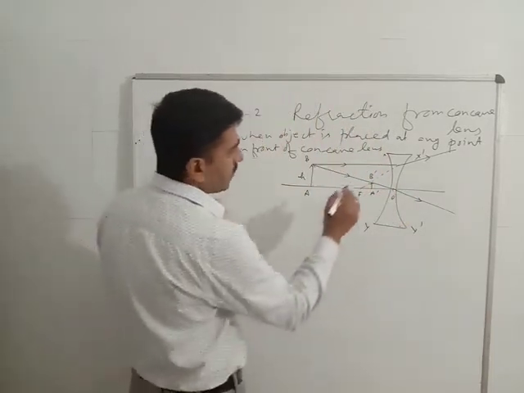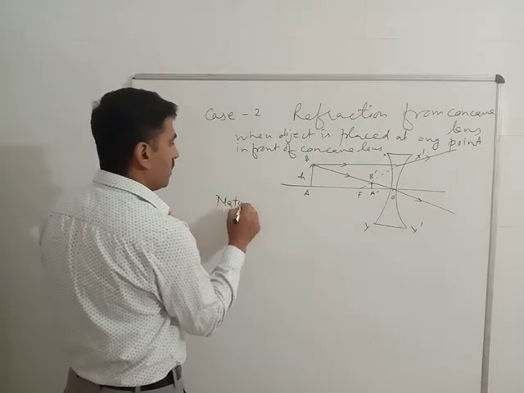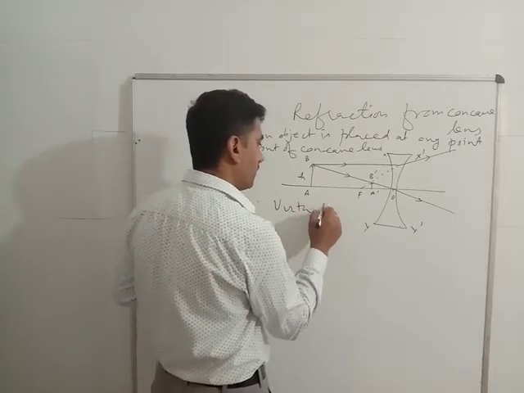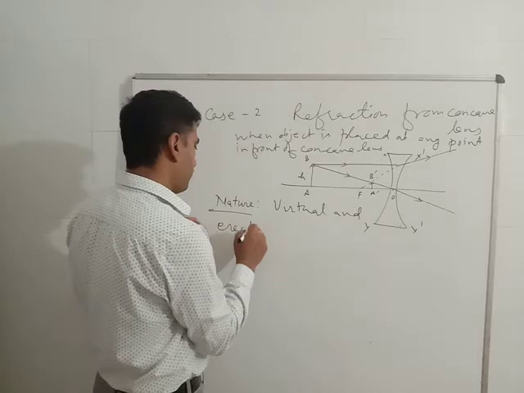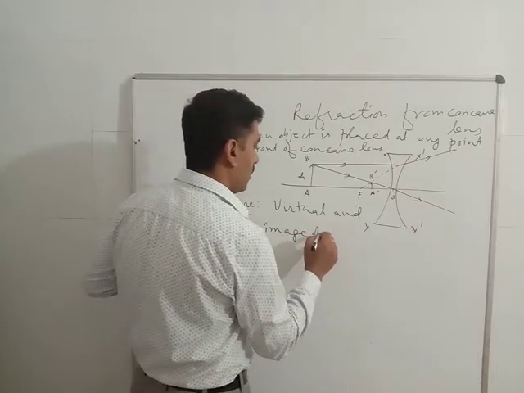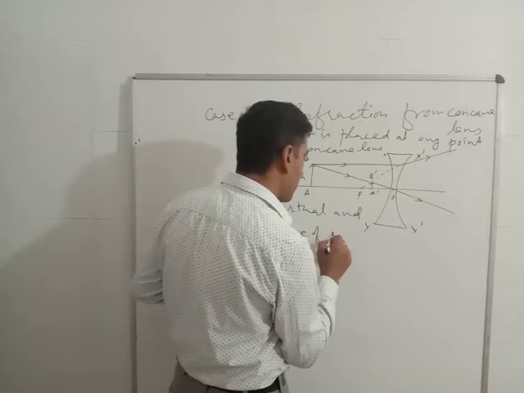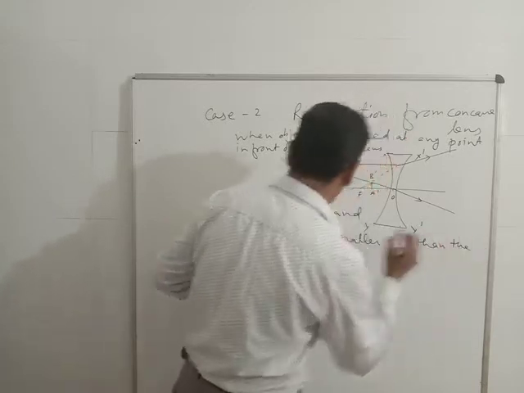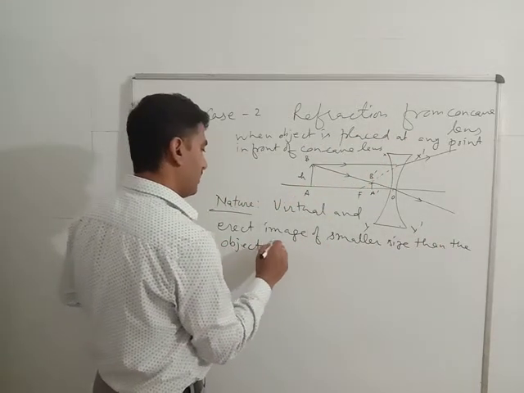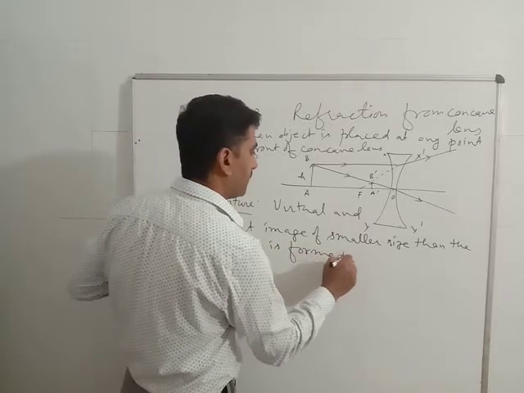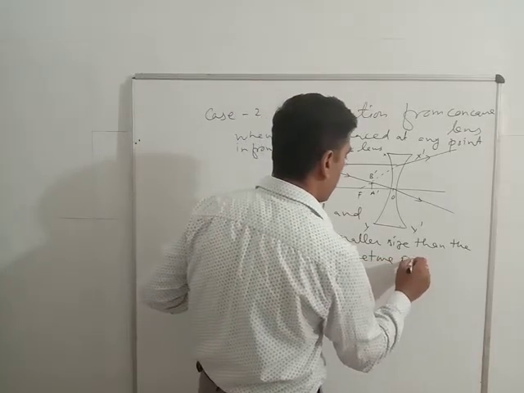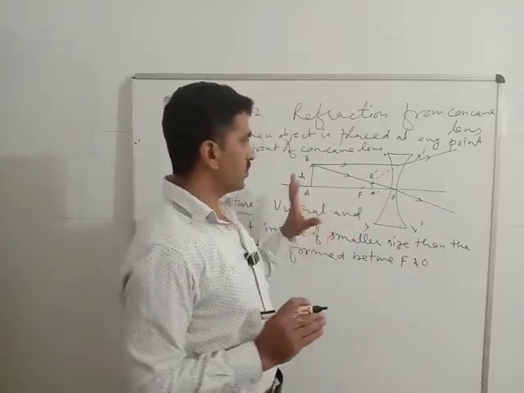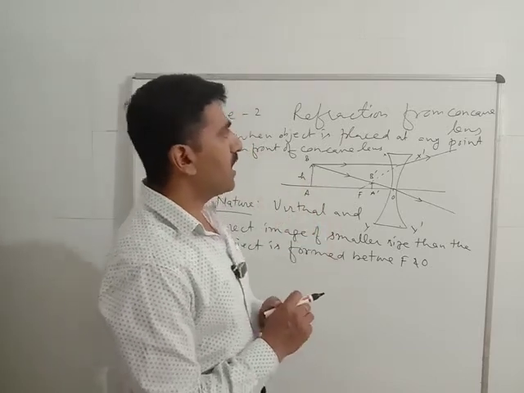So you will see which type of image. Again, virtual and erect image. Nature: virtual and erect image of smaller size than the object is formed between F and O. Always F and O. Between focus and optical center, this image is always formed. So these are only two cases in case of refraction from the concave lens.